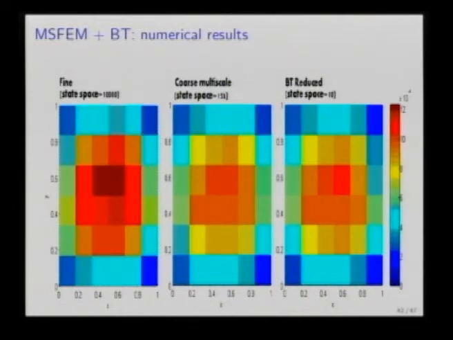The fine model is 10,000 degrees of freedom. The coarse model is 156 degrees of freedom, right? And this is the observed quantity, which is very similar. The three are very similar. We have the numbers there, which I'm going to show you.